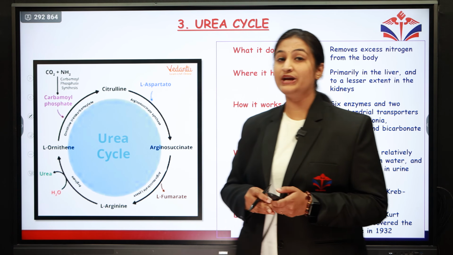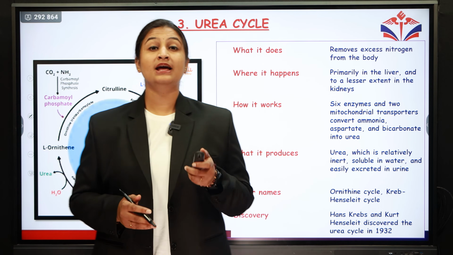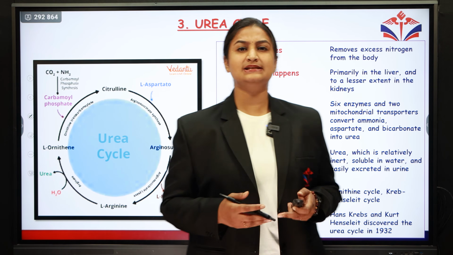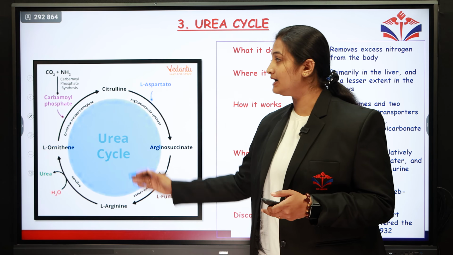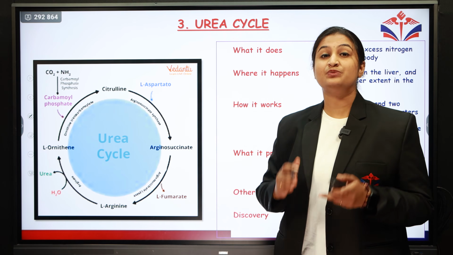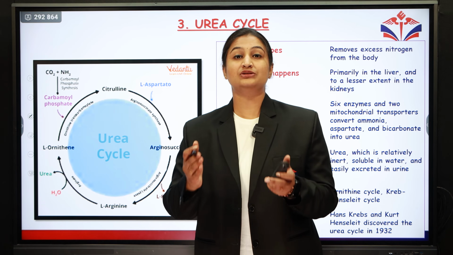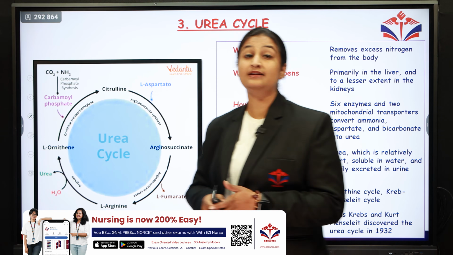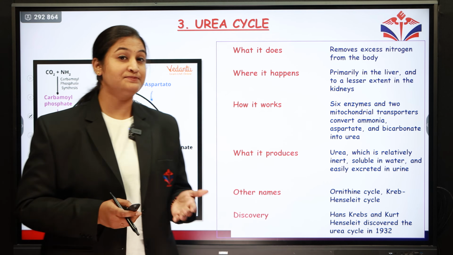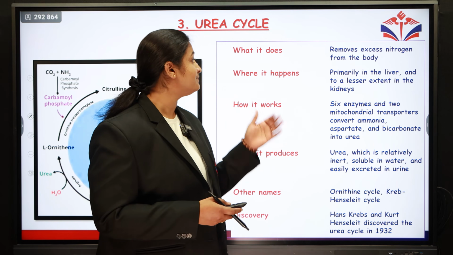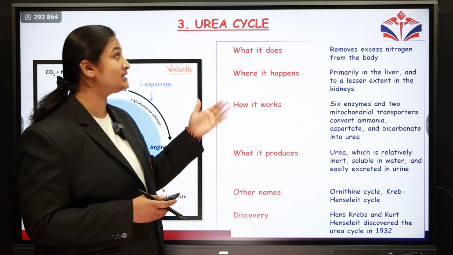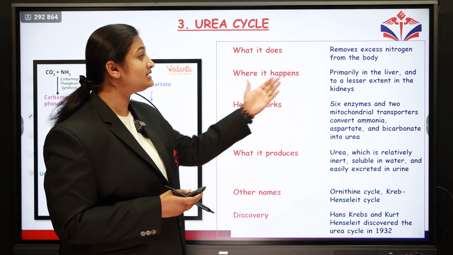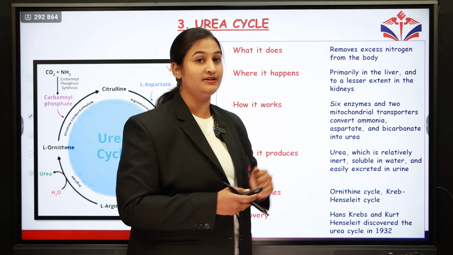And next we are going to discuss the main and very important topic, that is the urea cycle. So what is this urea cycle? Here you can see a representation wherein you definitely have to write your diagrammatic representation of the urea cycle, and let's see what the steps are and what it is mainly doing. What is the urea cycle doing inside the body? It is removing excess nitrogen from the body.